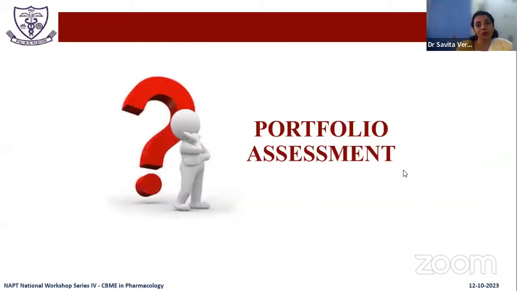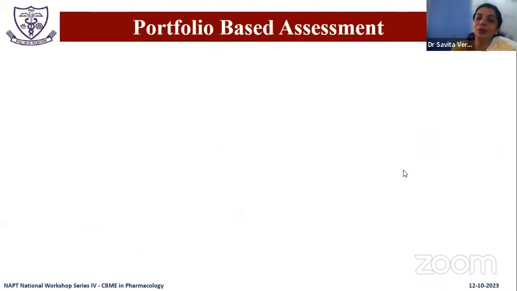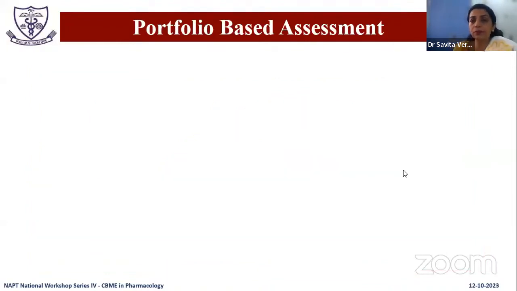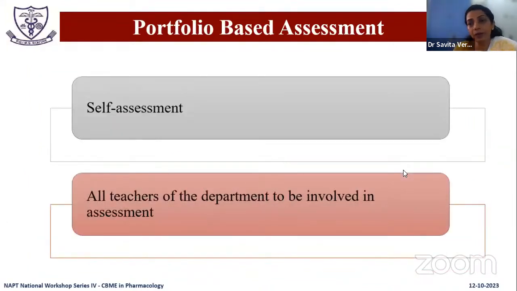Coming on to another topic, which is portfolio assessment. Like I said, portfolio-based assessments are generally subjective in nature, but we can have some rubrics. As far as Miller's pyramid of assessments is concerned, portfolio-based assessments come in the highest category of DOES, which means that a portfolio shows the highest level of skills, and we can assess the highest levels of skills based on workplace-based assessment or 360-degree evaluations. So two types of assessment can happen. The most important one is self-assessment. Since you are building up your portfolio, you are the best judge of your portfolio, and you can improve it with critical thinking.